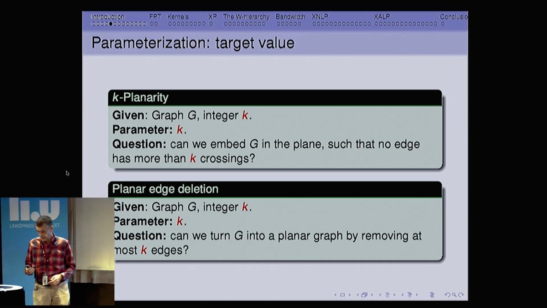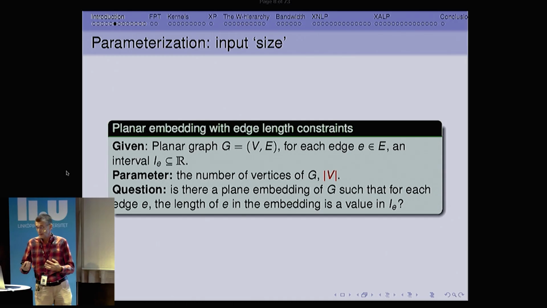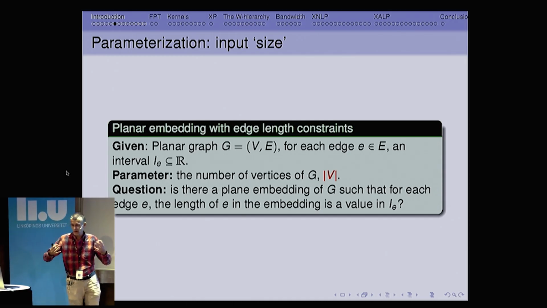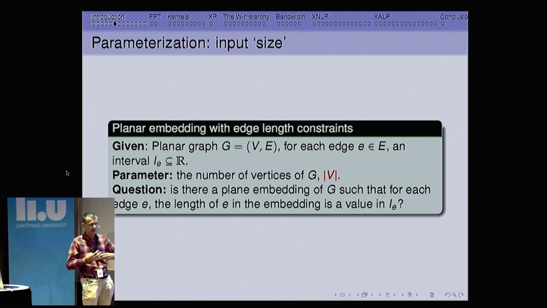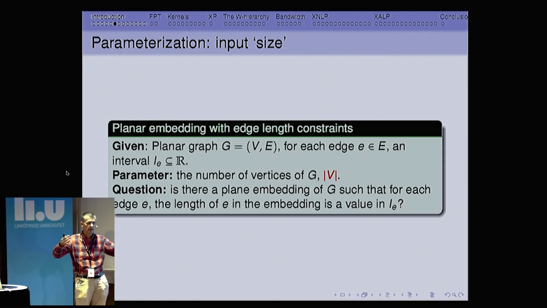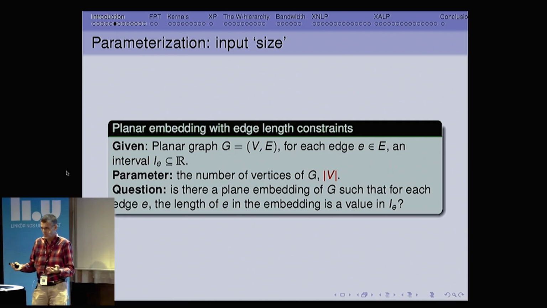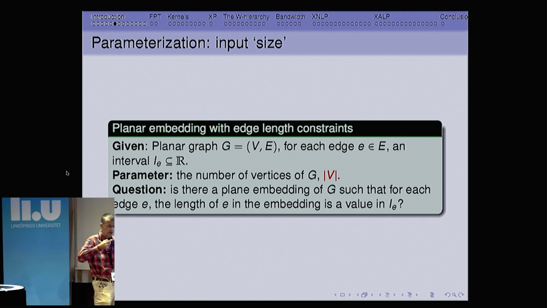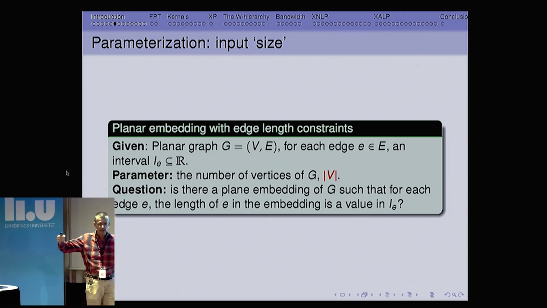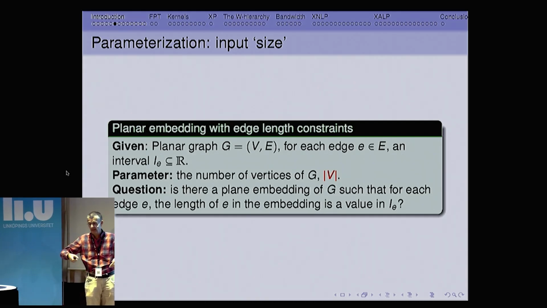Another type of parameterization is where you really say something about the input itself. You could have some complicated problem in graph drawing where, for instance, for every edge you have an interval and you want to draw this graph such that every edge has a length which is in this interval. This problem might already be complicated even if the number of vertices is small.